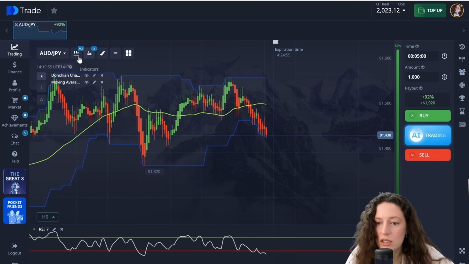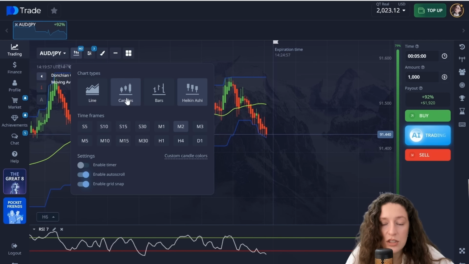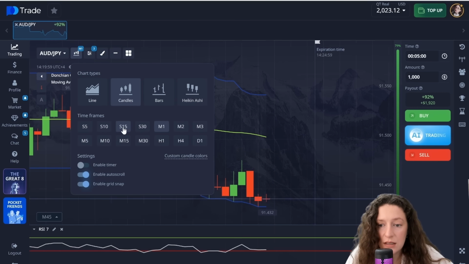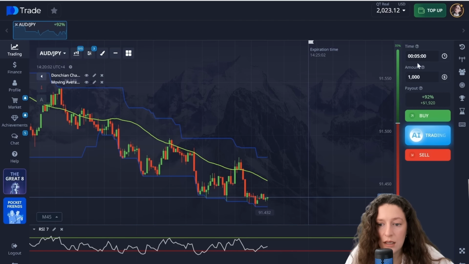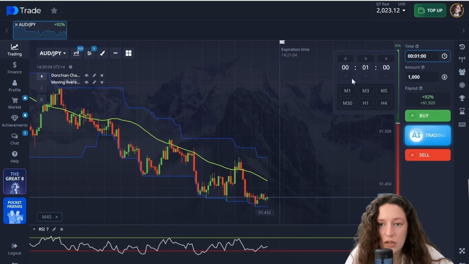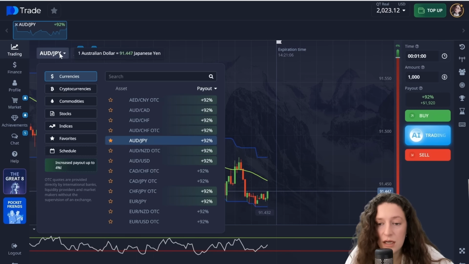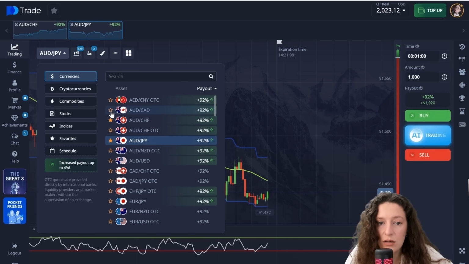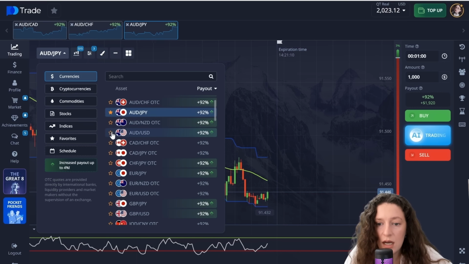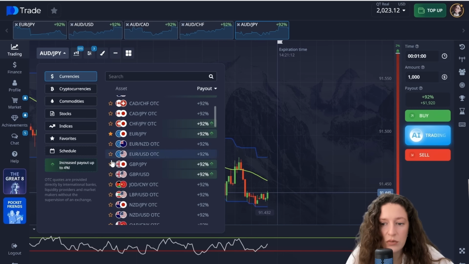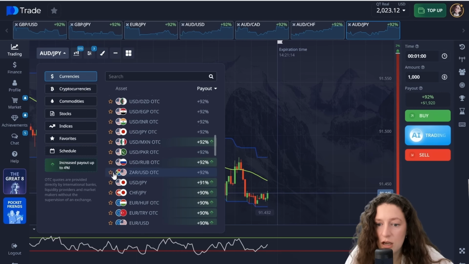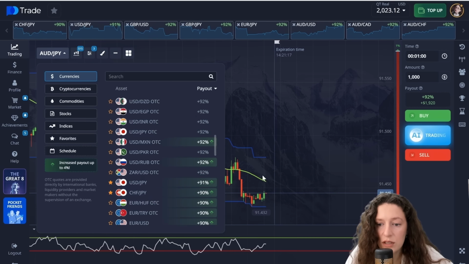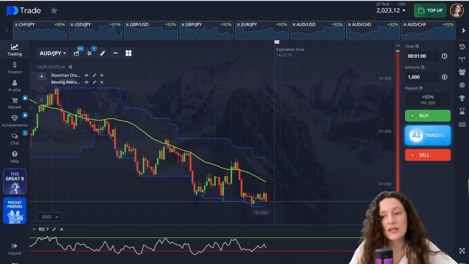The next process is to set up Japanese candles, 15 seconds. And let's set the trading time to 1 minute. Before starting a trade, I choose the best currency pairs. I also try to trade this method when the market is very stable. That is, the candles are moving slowly and not aggressively.